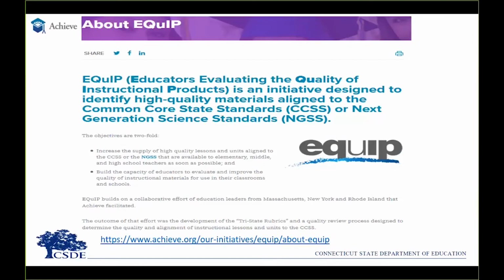As part of Achieve's peer review panel, I received continuous in-depth training on the EQuIP rubric. The EQuIP rubric is a tool used to evaluate the quality and alignment of curriculum and lessons with the Next Generation Science Standards. This slide will get you to the launching point where you can find more information about EQuIP.